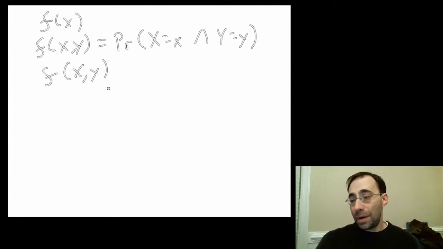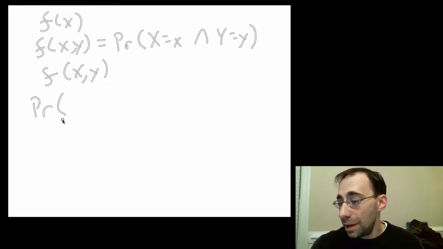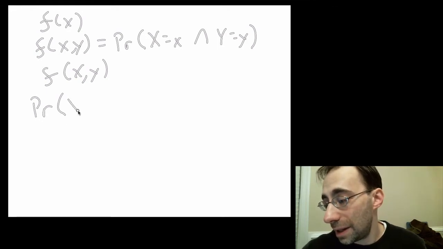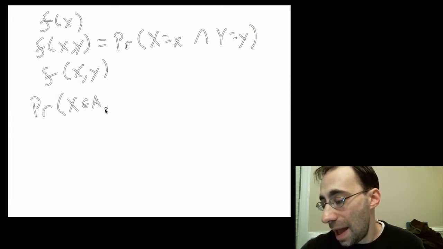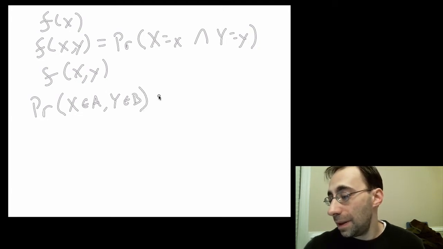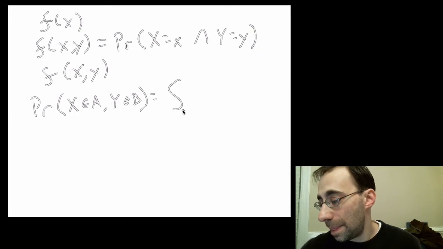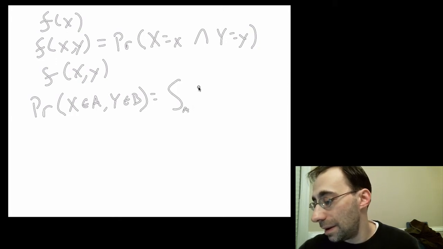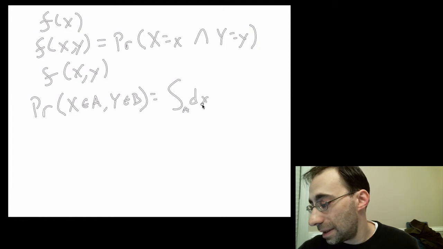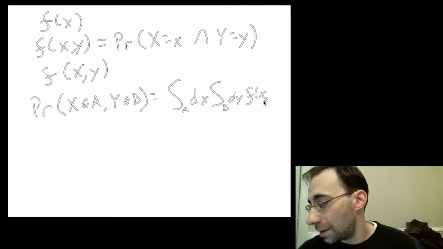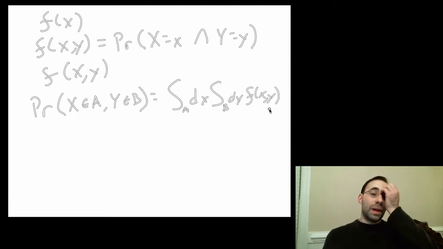Instead, to get probabilities, we have to integrate over some region. So for instance, the probability that X is in some set A and Y is in some set B is going to be equal to the integral over A of dx times the integral over B of dy of f(x,y). This thing is known as a double integral.